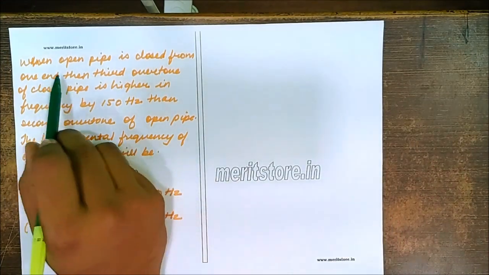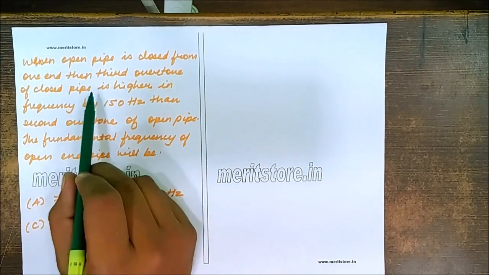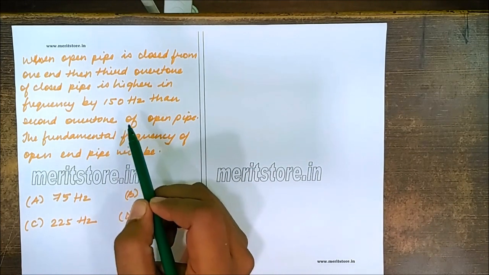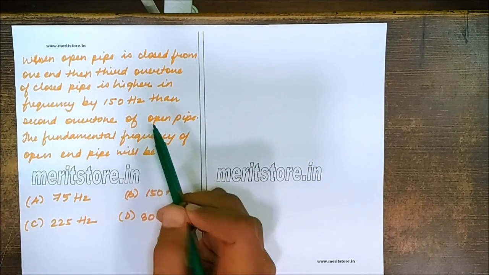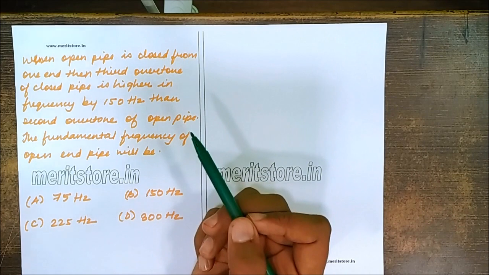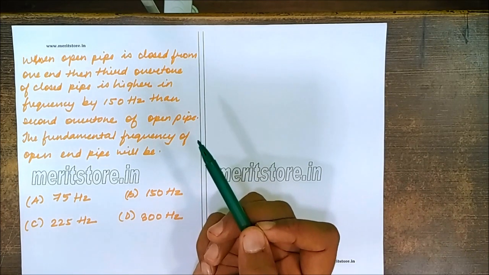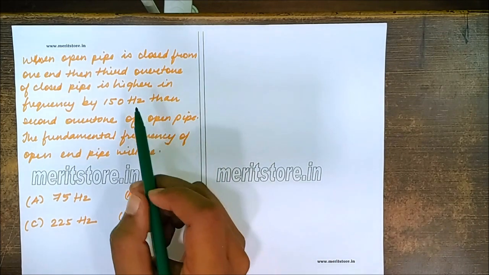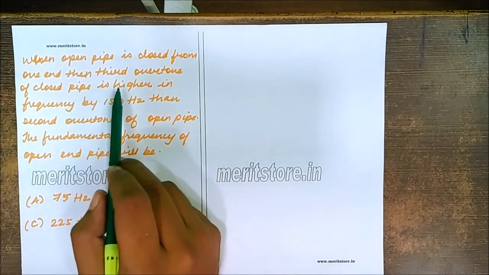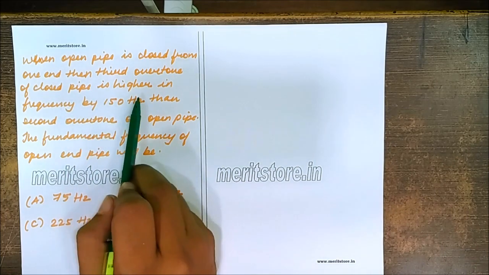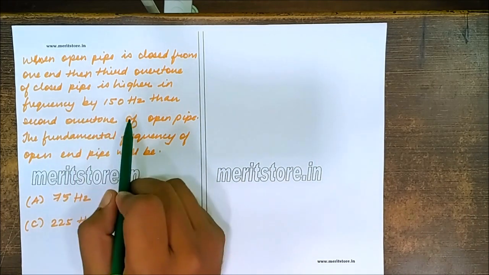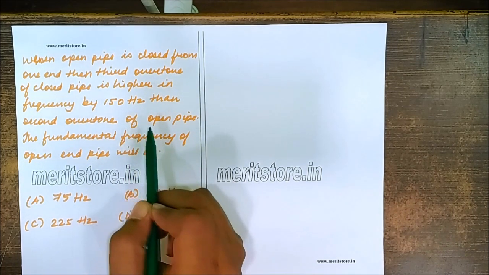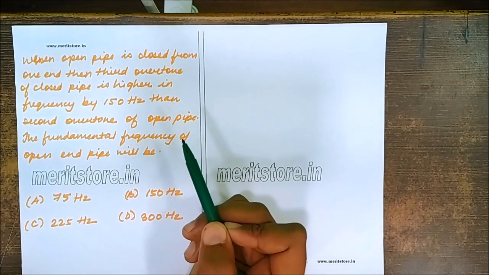The next question: when an open pipe is closed from one end, then the third overtone of the closed pipe is higher in frequency by 150 Hz than the second overtone of the open pipe. The fundamental frequency of the open pipe will be. Once again, I'll read out the question for you. When an open pipe is closed from one end, then the third overtone of a closed pipe is higher in frequency by 150 Hz than the second overtone of the open pipe. The fundamental frequency of the open pipe will be.